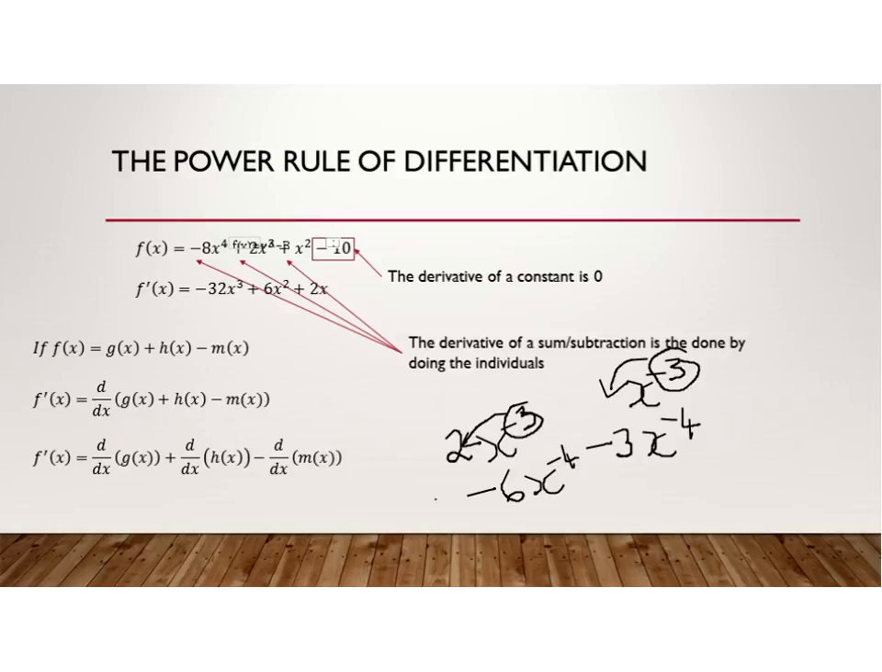Cool? Yep. Good. If I was a betting man, which I'm not, I would bet every cent I had that in the final exam you're going to get something like f of x equals 3 over x to the 4th. You're going to get something like that.